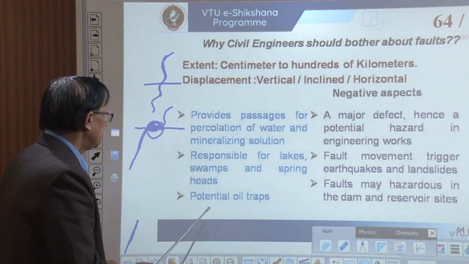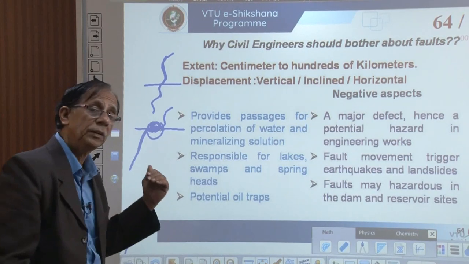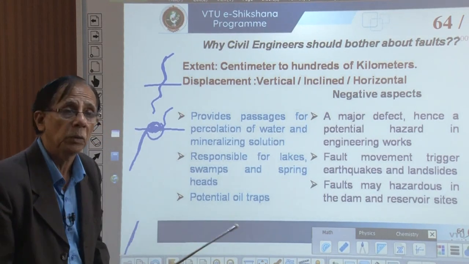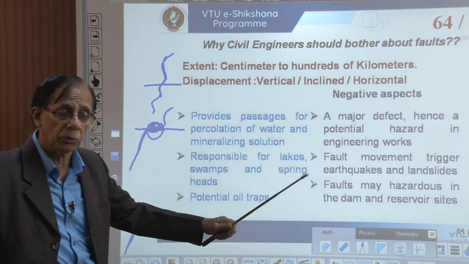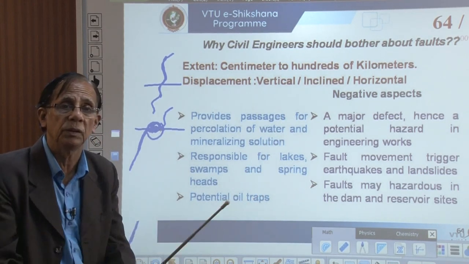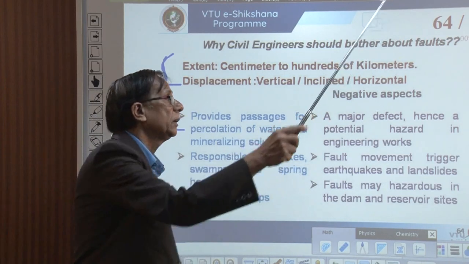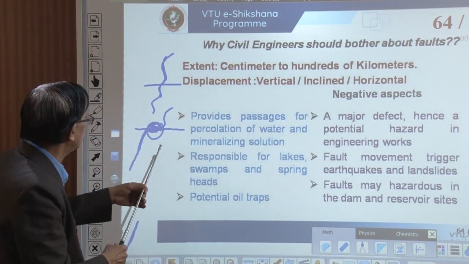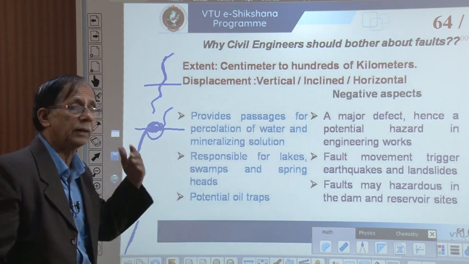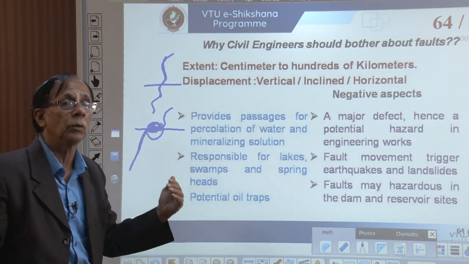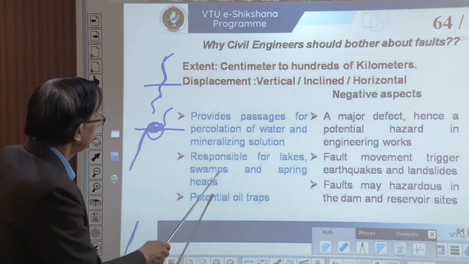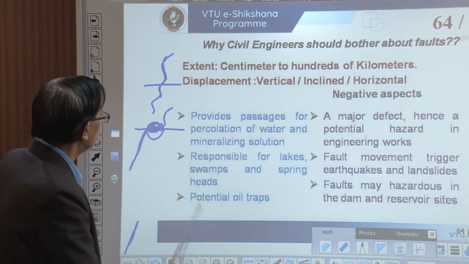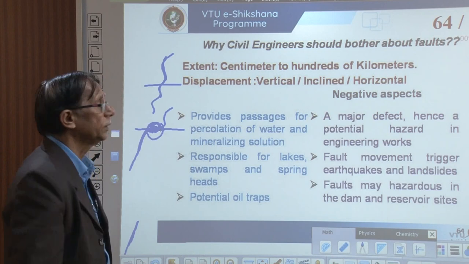So, these faults are potential oil traps. When the earth's crust or different layers are forced into compression, squeezed, the oil may move here and there, and it may come across an impermeable layer and get accumulated. We call this trapping the oil. So, these are some positive effects. These are all of interest to a geologist.